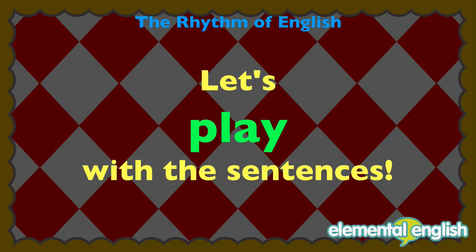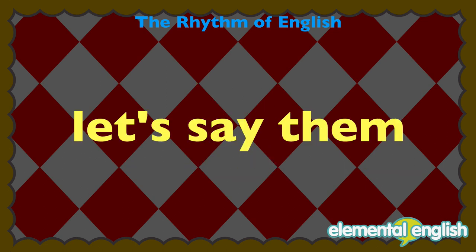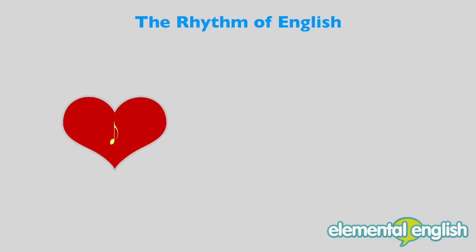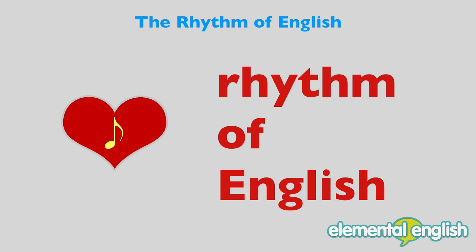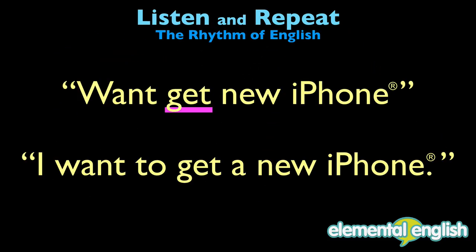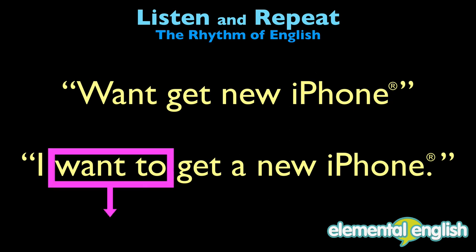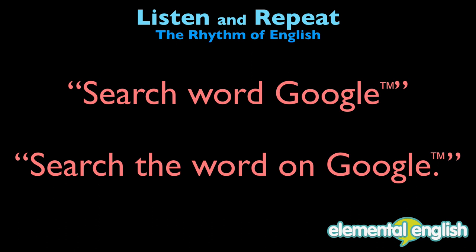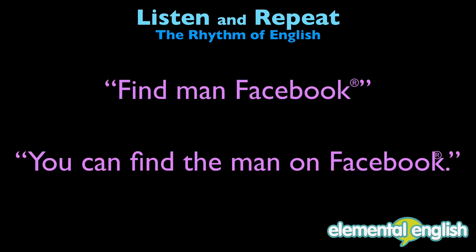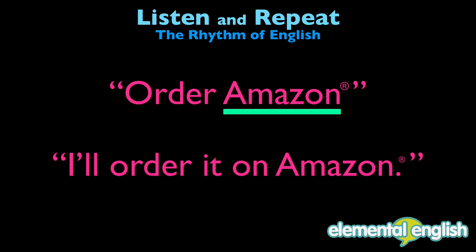Now, let's play with a few more sentences, but this time, let's say them how we would speak in everyday life. Can you still hear the same musical beat in the rhythm of English? Listen and repeat. Want get new iPhone. I want to get a new iPhone. Notice how want to became wanna. Search word Google. Search the word on Google. Find man Facebook. You can find the man on Facebook. Order Amazon. I'll order it on Amazon.